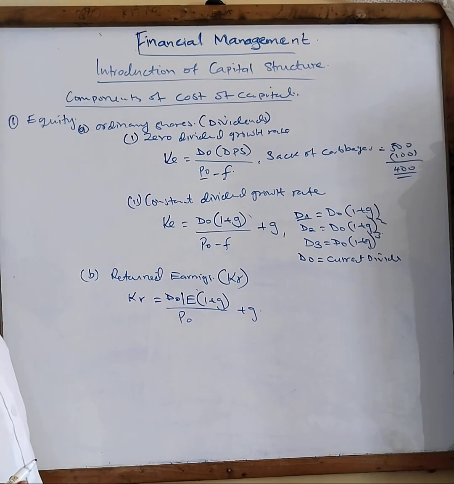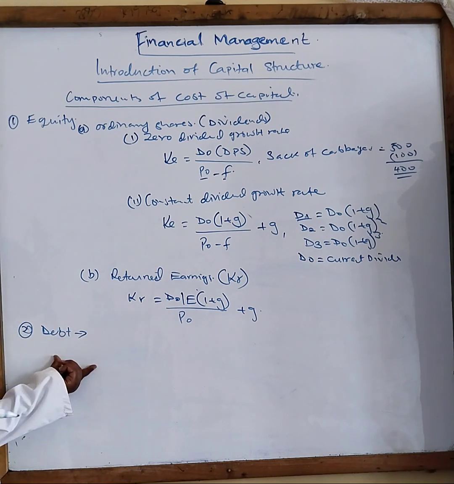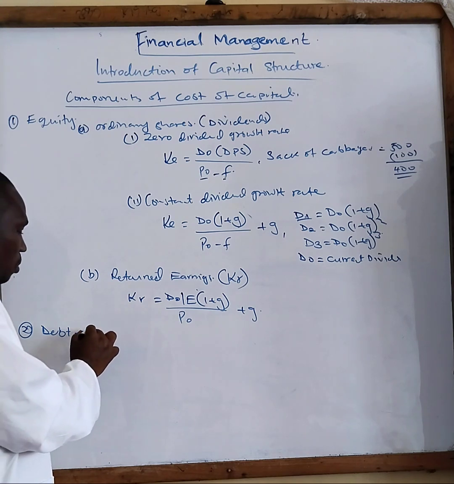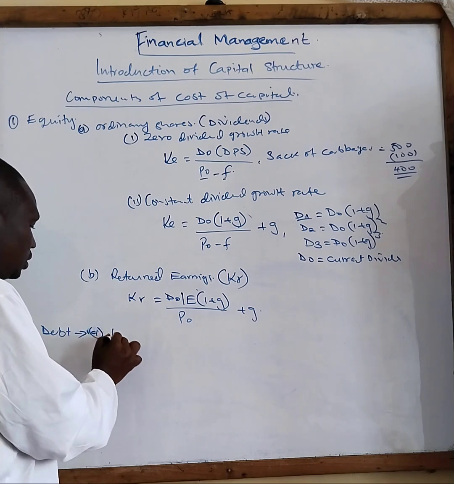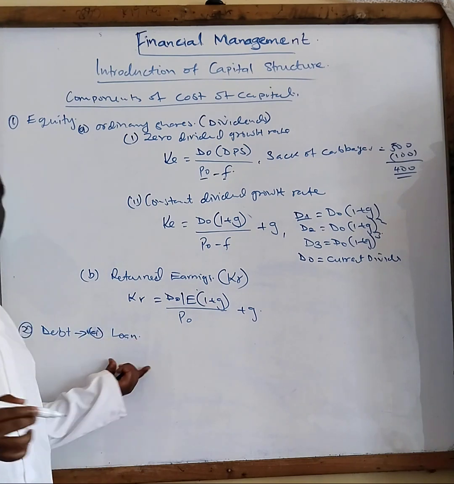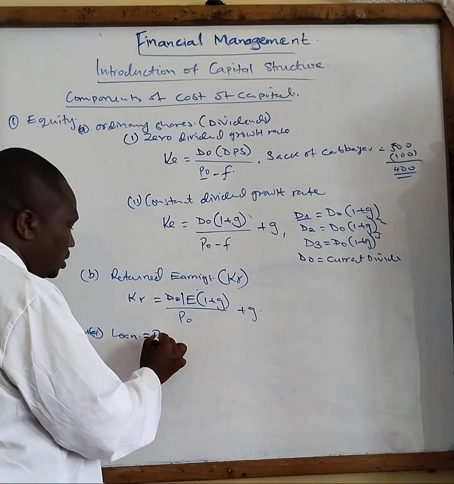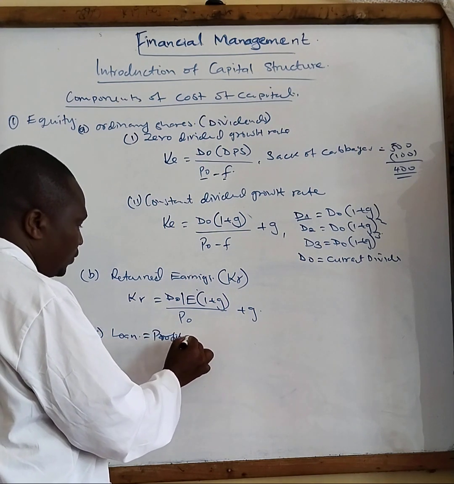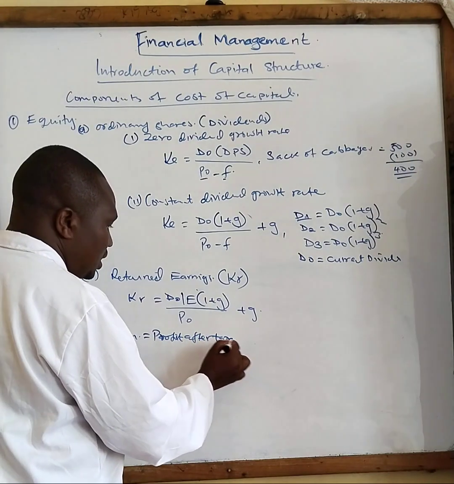So that is the first component of capital. The second component is what we call debt. Here I'm going to look at it in 3 forms. Form number 1 is the normal loan. Let me just say A, debt loan. How do I get the cost of loan? The cost of loan is always given by the profit after tax rate.